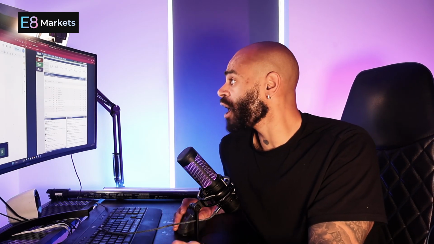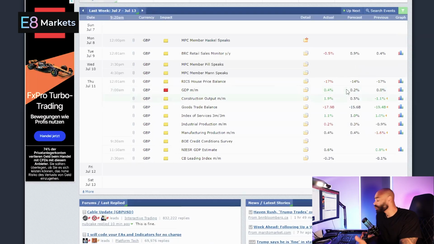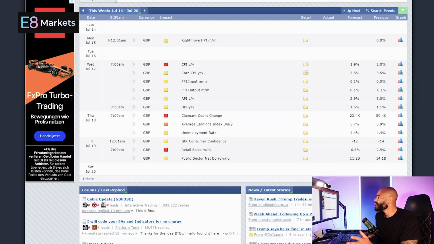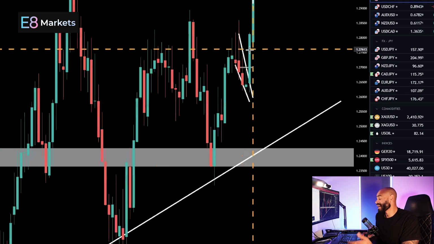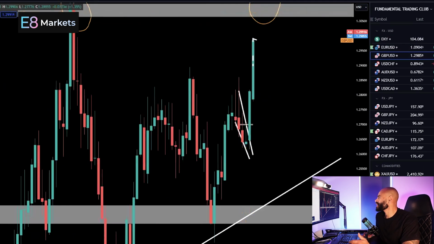And then obviously last week, if we look at the calendar here, we had good GDP data from the UK, smashing expectations. So there are a number of things that are supporting the pound to the upside. As you can see, right now we've been on a massive rally. As I said, the best performer really within the FX markets.